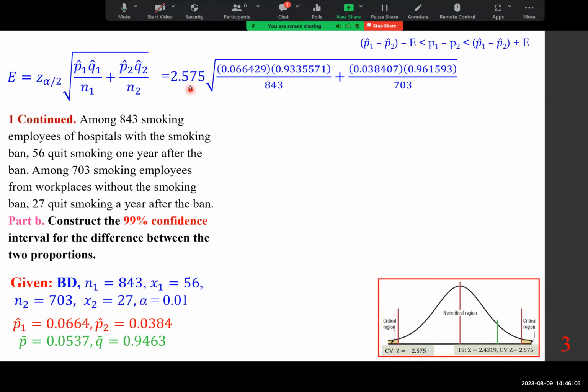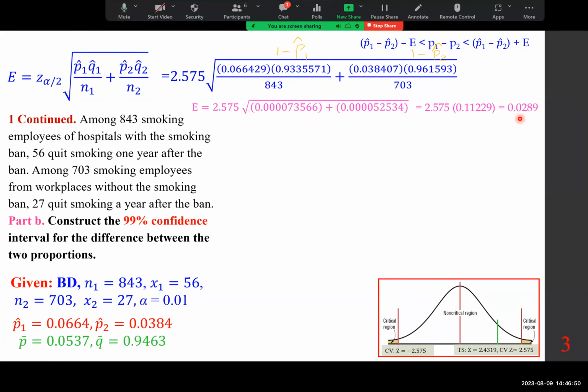This is the Z from the previous page. This is the P1 hat from the previous page, n sub 1, P2 hat, n sub 2. This one is calculated, this is 1 minus P1 hat, this is 1 minus P2 hat. You do the math, you end up with the value of E. So you simplify this one, you simplify this one, you add them up, you take a root, you multiply by 2.575, you get this.